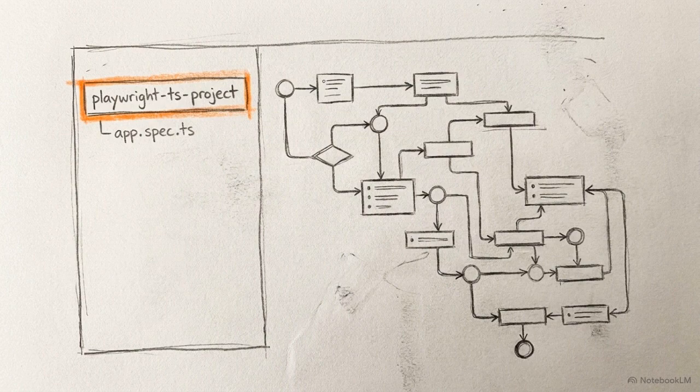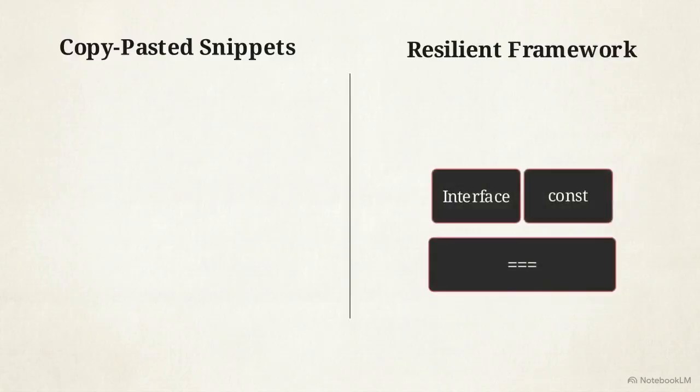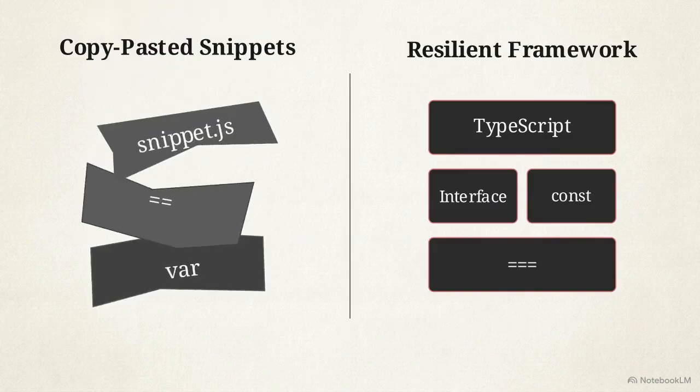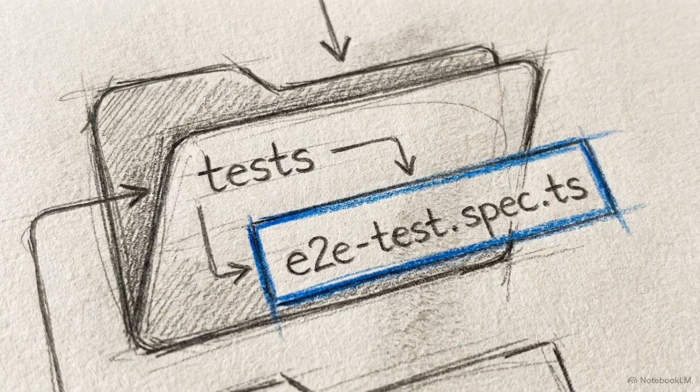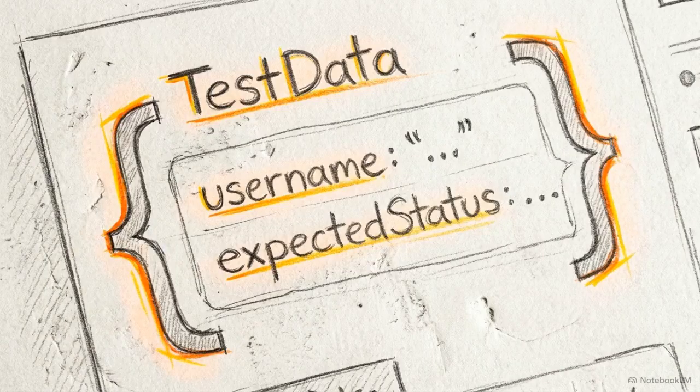Step 1. Open up a Playwright TypeScript project in your code editor. To build a resilient framework, we have to move past copying snippets and understand the specific purpose of every line we write. Let's start with the foundation. First, create a new file in your tests directory. We'll start by setting up a TypeScript interface. This defines the exact shape our test data should take.